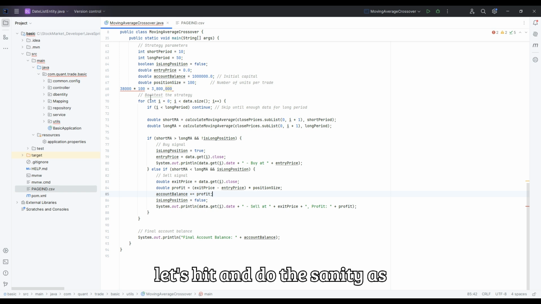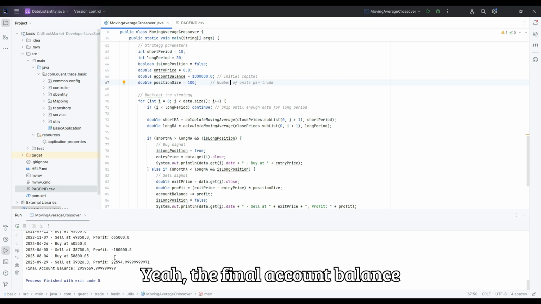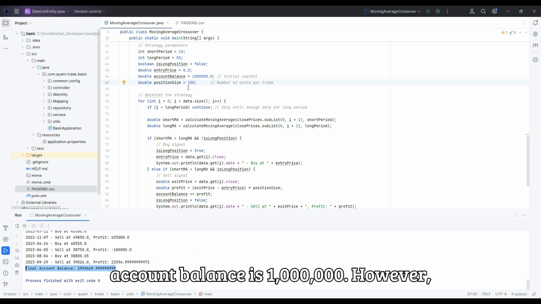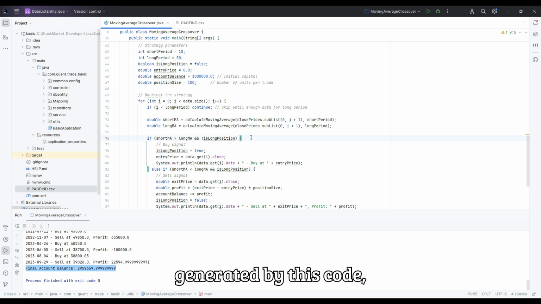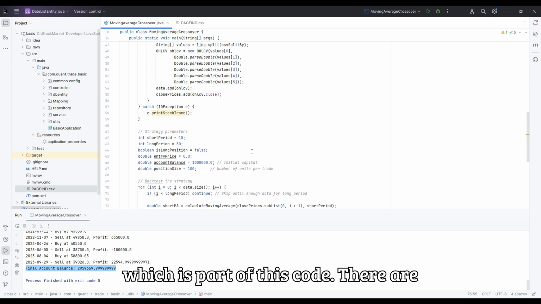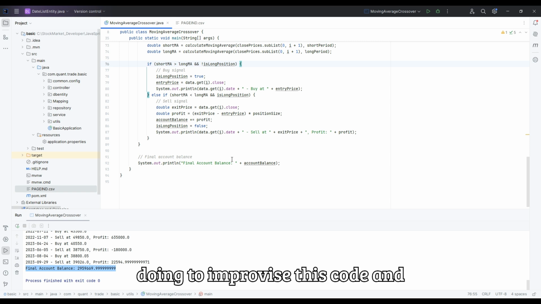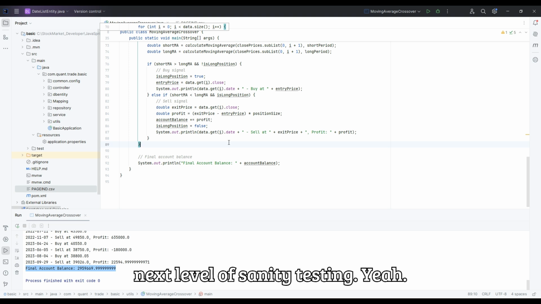Let's do the sanity run as discussed. Let me run this particular class. The final account balance yields up to 2.9 million. The initial account balance is 1 million. However, we have not fixed any of the bugs generated in this code. There are a few next action items that we'll be doing to improve this code and fix all the bugs before we move on to the next level of sanity testing.